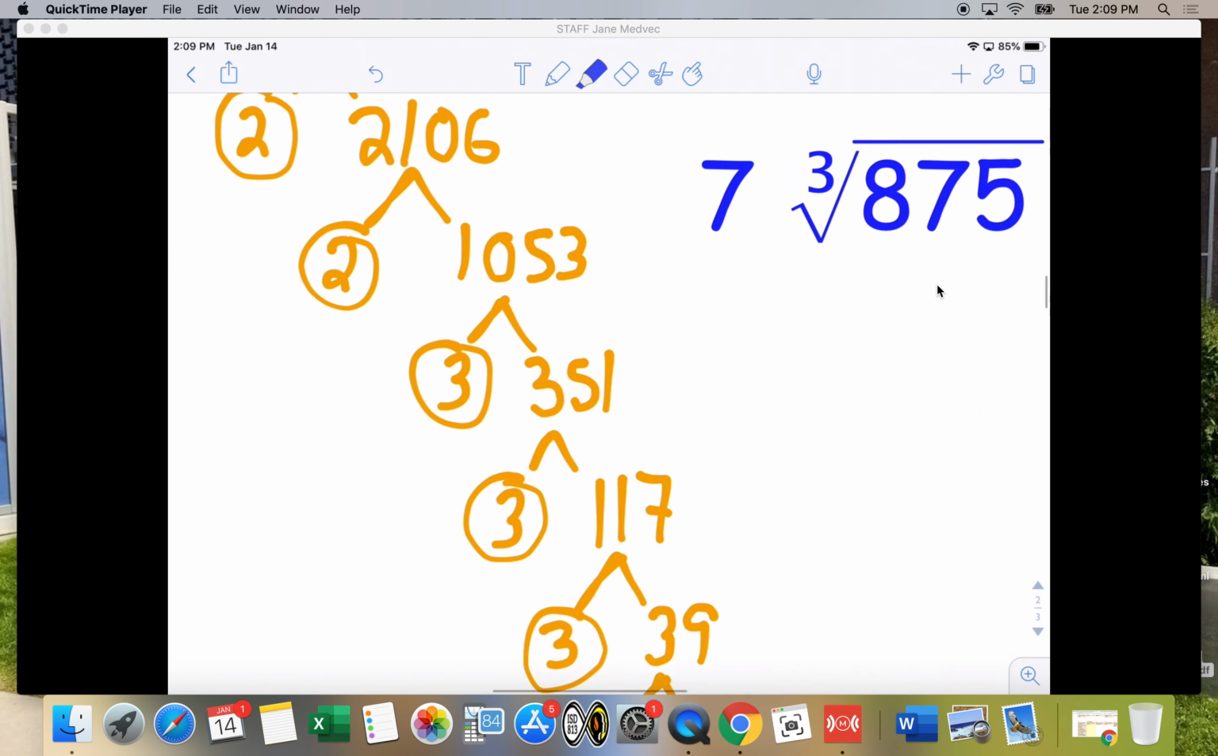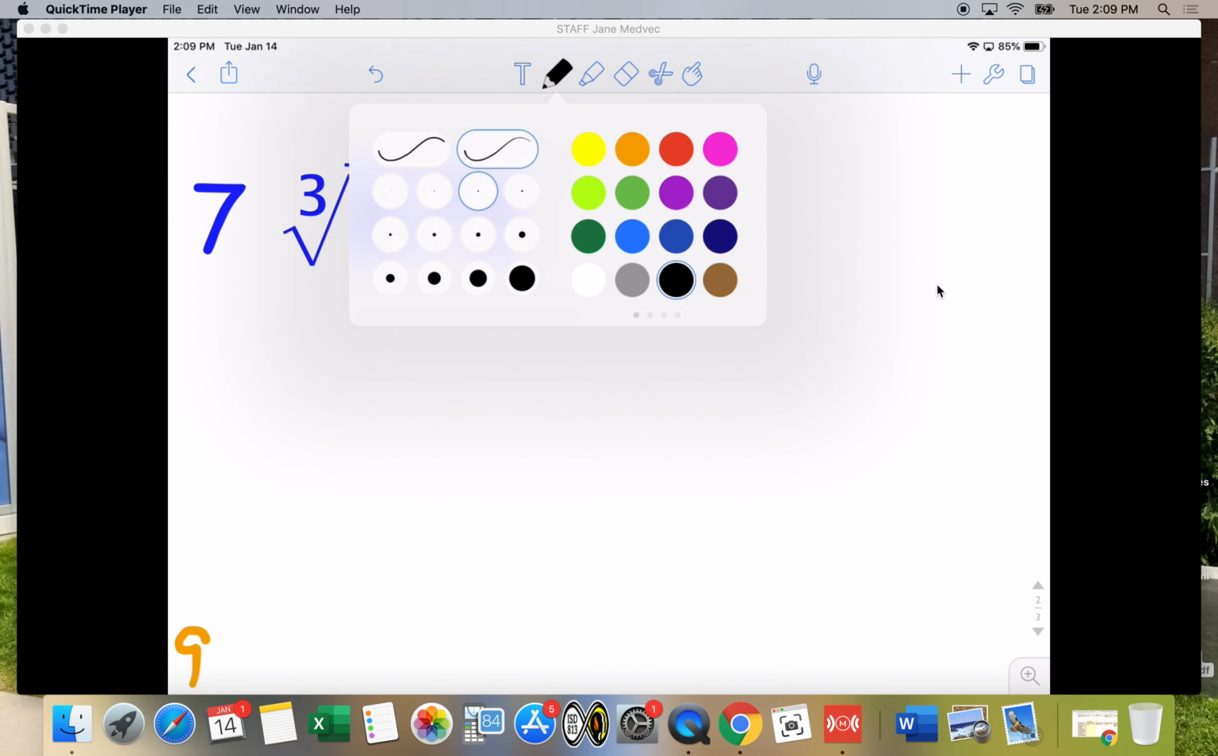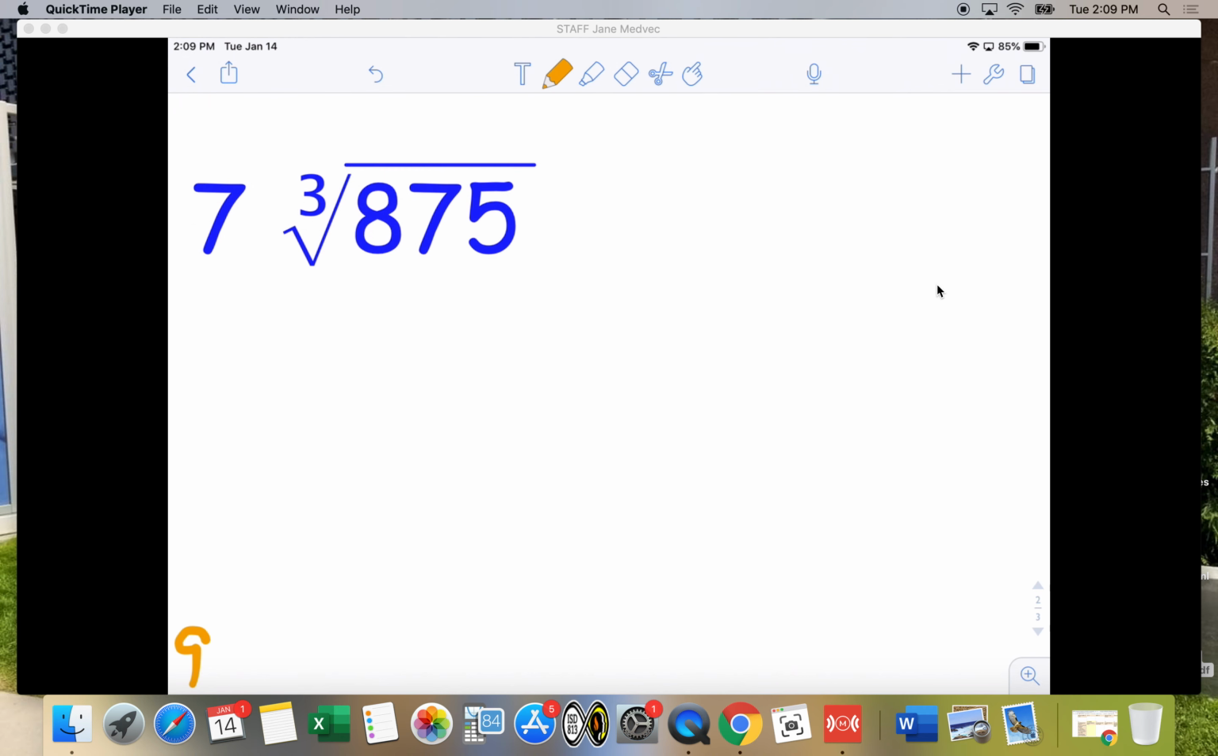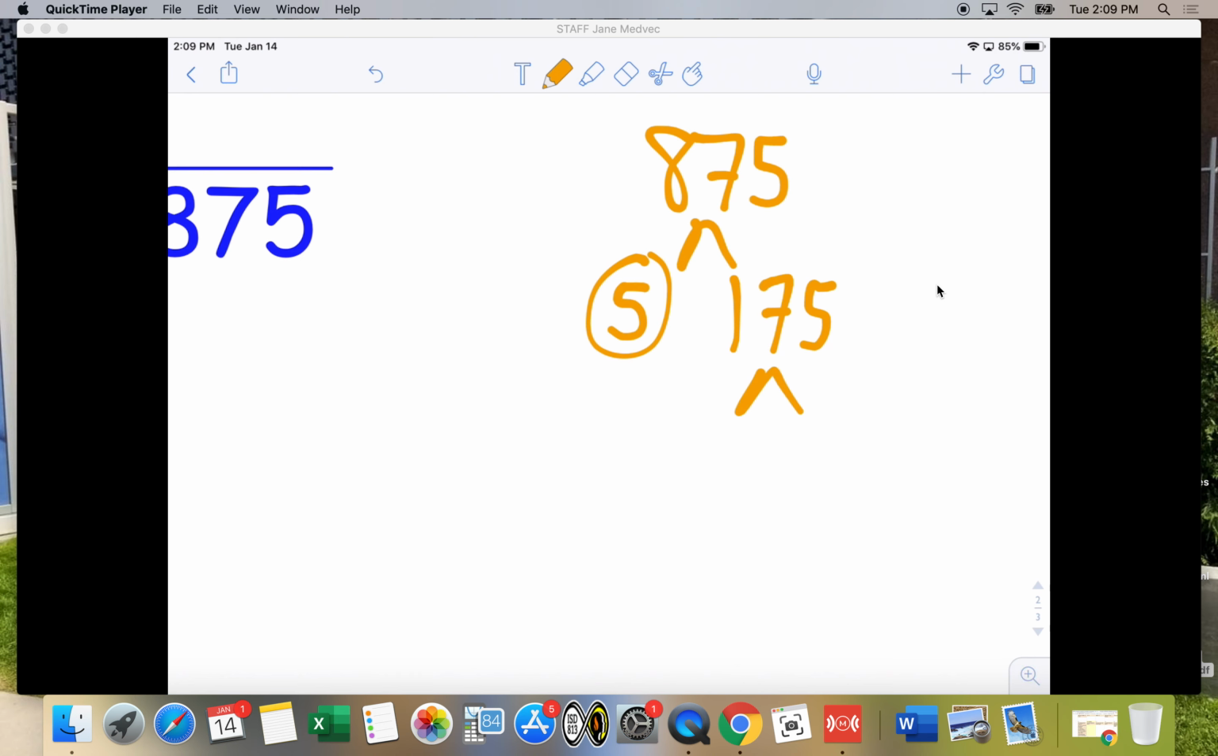All right, let's do one more. Okay, so I'm going to break this down. I've got 875. What can go into it? 5, because it ends in 5. Okay, and I end up with 175. Now what can go into it? Another 5, because it ends in 5, so I get 35. Now what? 5 and 7.